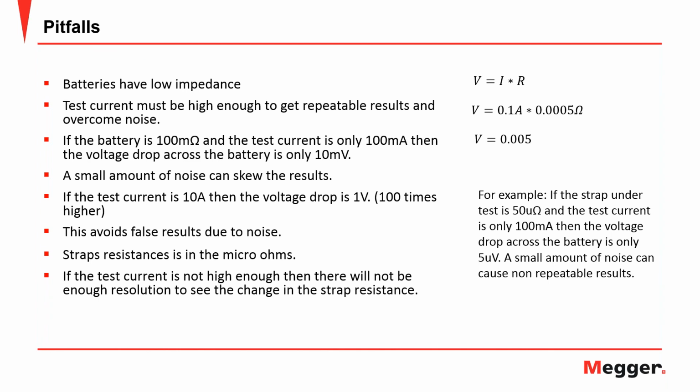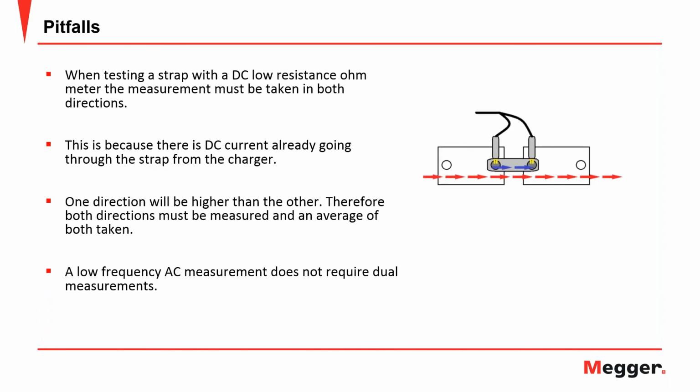Now, when you test a strap, you do want to use some more current. So some people will try to use a low resistance ohmmeter to do this. Now, those test with a DC current. Keep in mind that you already have DC current going through the string. So if you're going to use that, you have to take the measurement in both directions and take the average of it to get an accurate reading there. And some low resistance ohmmeters do have this function built in.